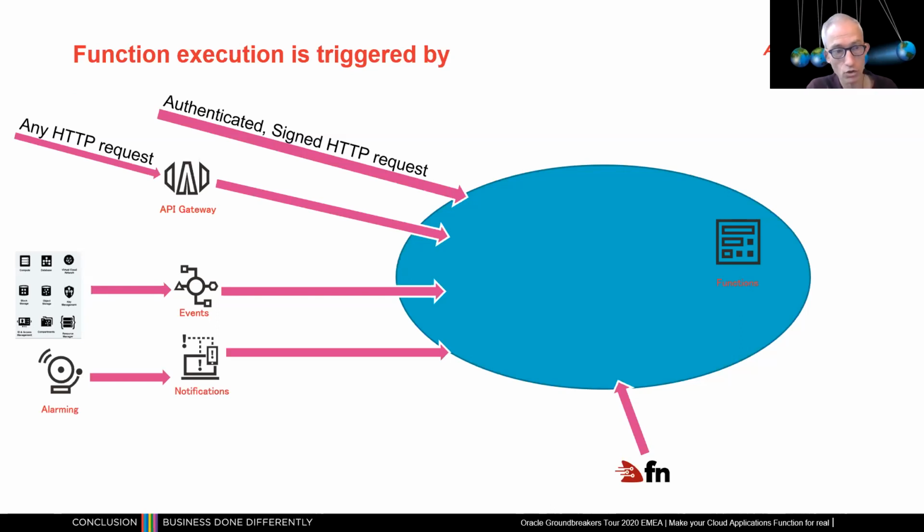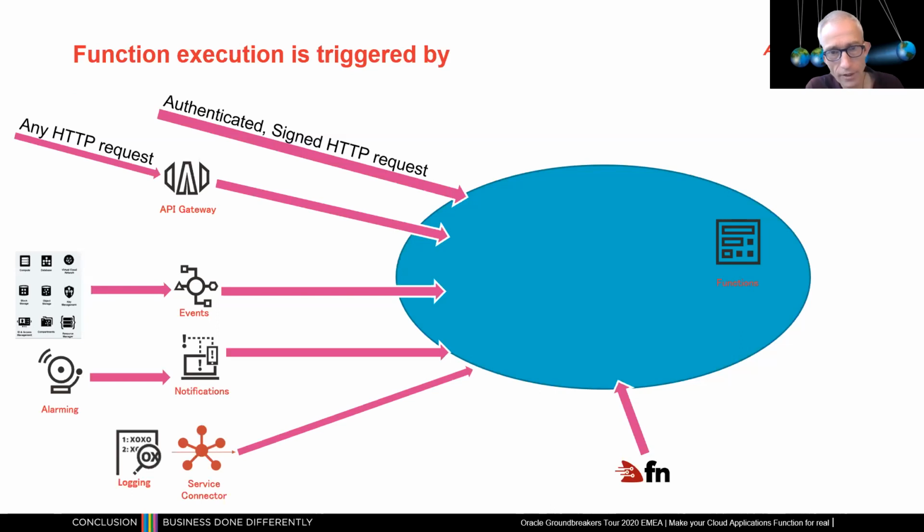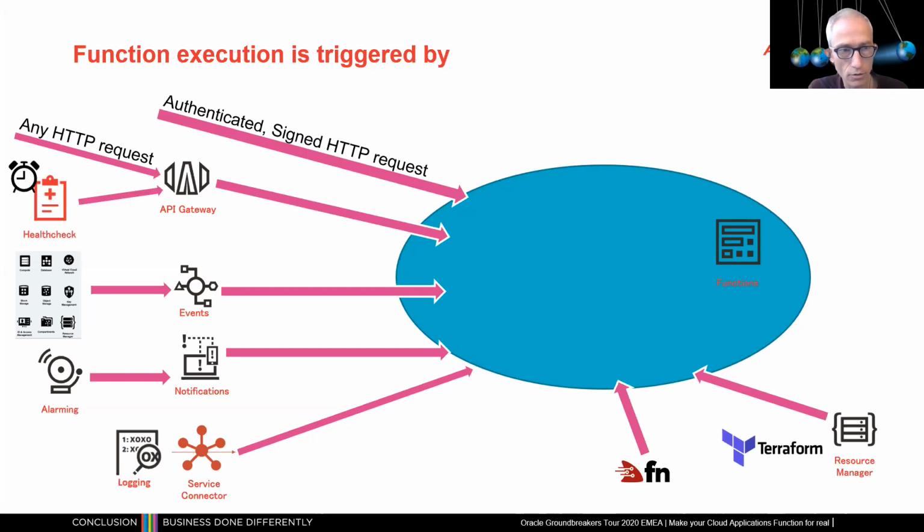One example of notifications also are alarms from the monitoring service. And then there's this new concept of a service connector. For the moment, it's only available for connecting the logging service to a function, but I suppose there will be additional connections possible from OCI services to functions. Functions can also be invoked from a Terraform plan that we can use through the resource manager. And we can use a monitoring health check that can be scheduled to call through the API gateway to a function.